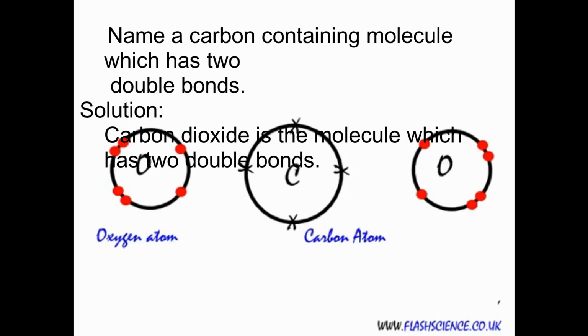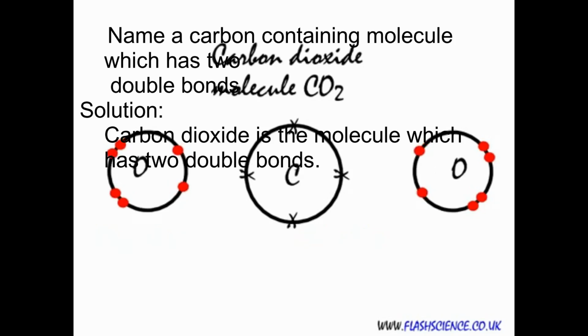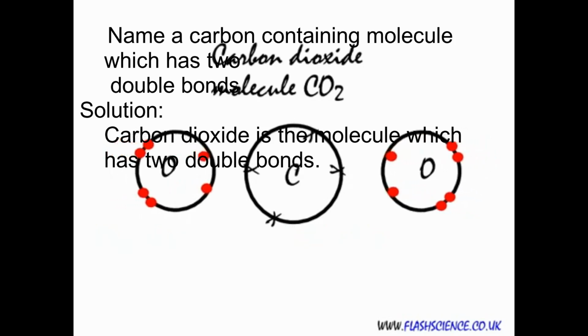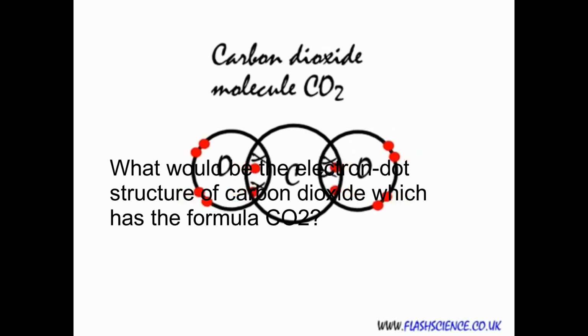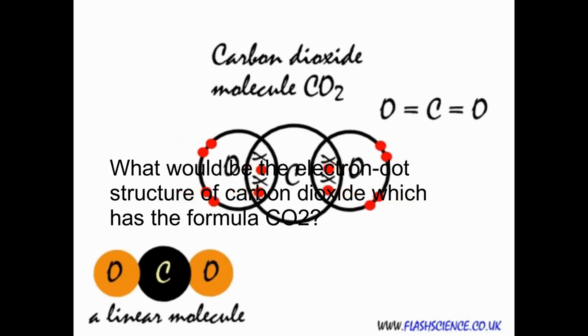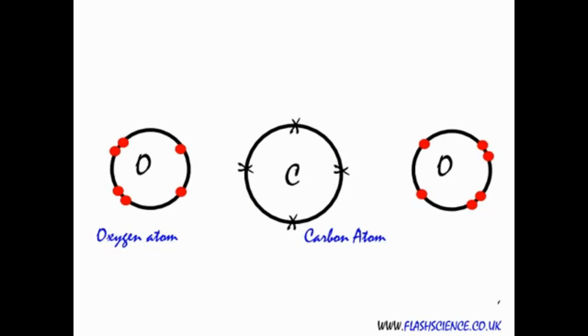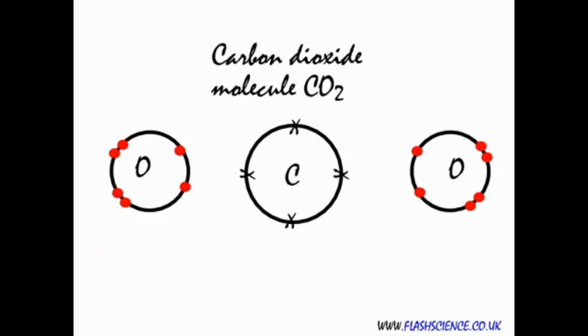Name a carbon-containing molecule which has two double bonds. Solution: carbon dioxide is the molecule which has two double bonds. What would be the electron dot structure of carbon dioxide, which has formula CO2? In the carbon dioxide molecule, the two oxygen atoms are bonded on either side with the carbon atom by double bonds. Thus there are two double bonds in CO2.